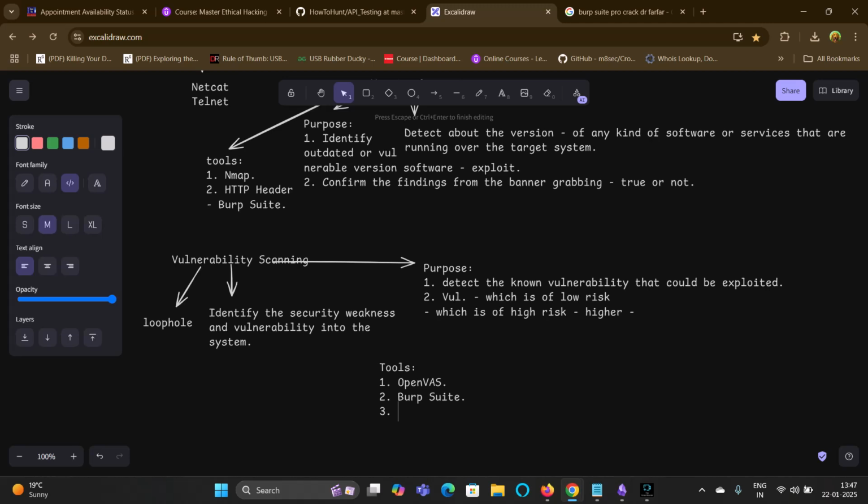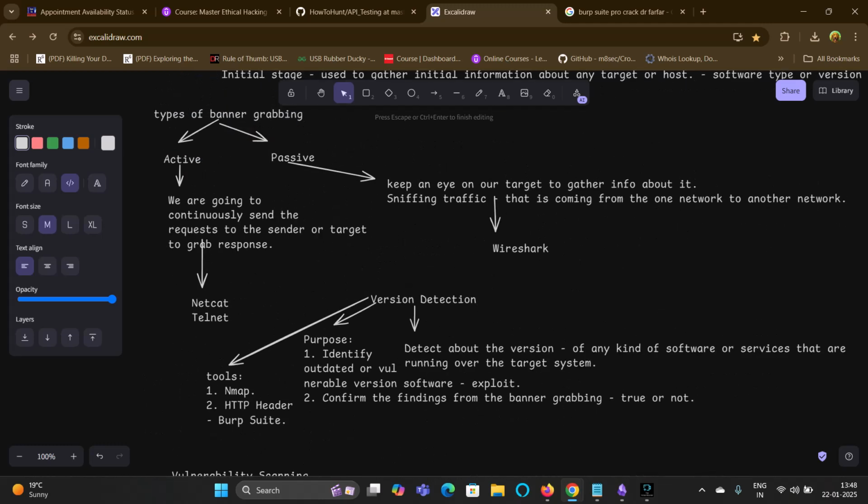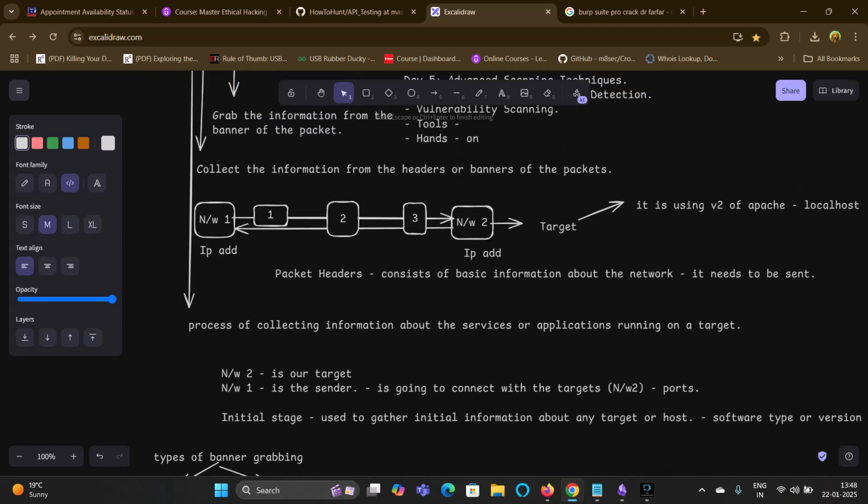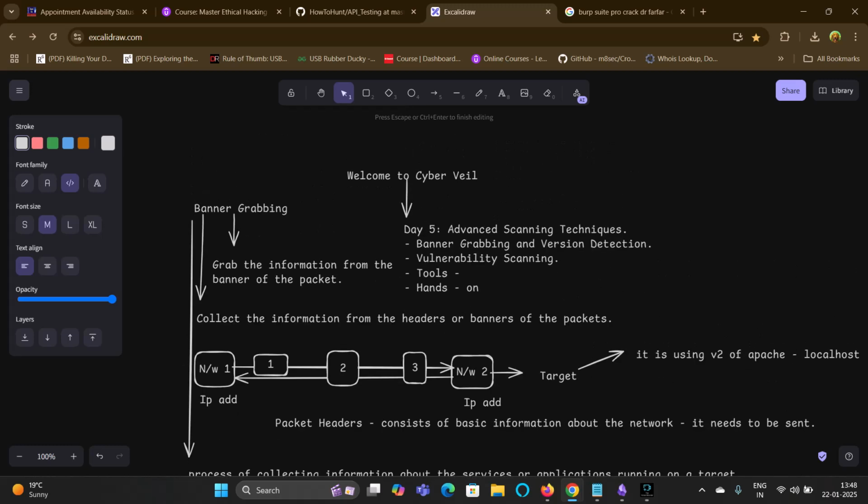Next is Qualys. What is the task of Qualys, guys? Qualys is a cloud-based vulnerability scanner. So these are the tools. Guys, I hope this topic regarding advanced scanning techniques is clear to you.